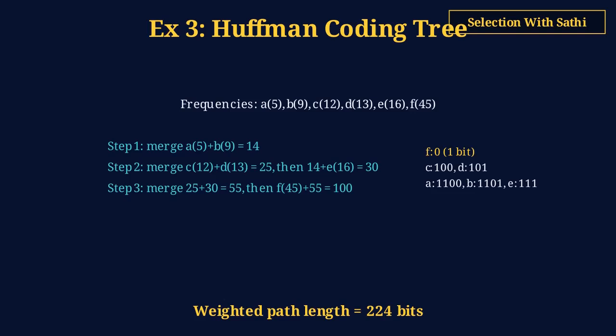Finally, merge F45 and 55 to get the root 100. Resulting codes: F gets code 0, the shortest since it has the highest frequency. A and B get 4-bit codes, the longest since they are least frequent. Total weighted path length is 224 bits.